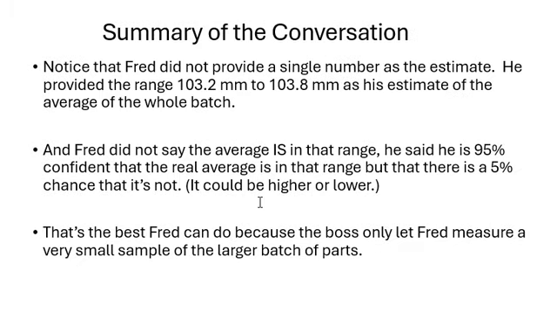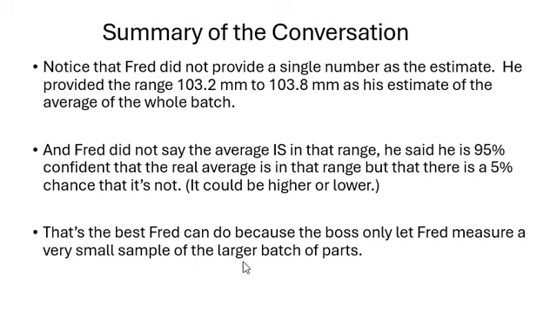Okay, so notice Fred did not provide a single number as an estimate. He provided a range, 103.2 millimeters to 103.8 millimeters, as his estimate of the average of the whole batch. And Fred did not say the average is in that range. He said he is 95% confident that the real average is in that range, but that there is a 5% chance that the real average is not in that range, meaning it could be higher or lower.